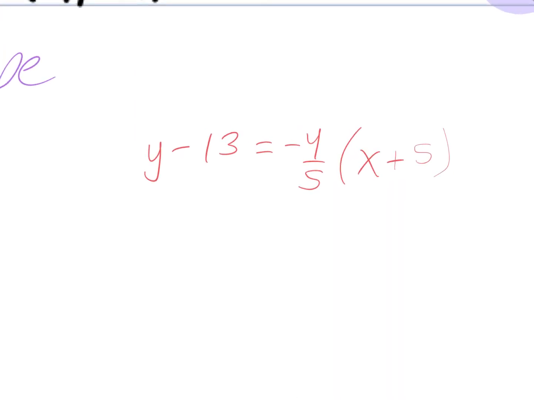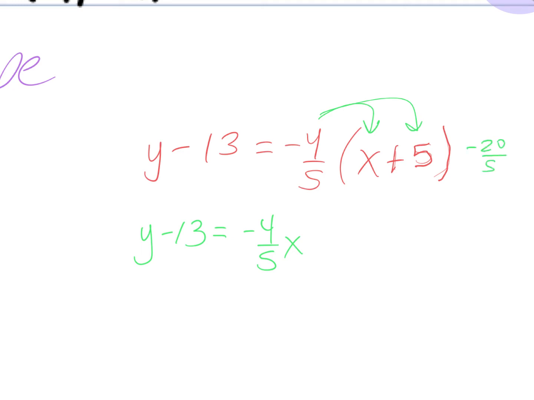Every single time we're going to do it the same way. We're going to plug in a point slope form, and then we're just going to simplify. So I'm first going to distribute. I take that negative 4/5, goes here and here. So y minus 13 equals negative 4/5 x. What's negative 4/5 times 5? Yep, it's negative 20 over 5, which becomes what? Negative 4. You don't have to simplify in the middle of the problem, but at some point you need to simplify at the end.